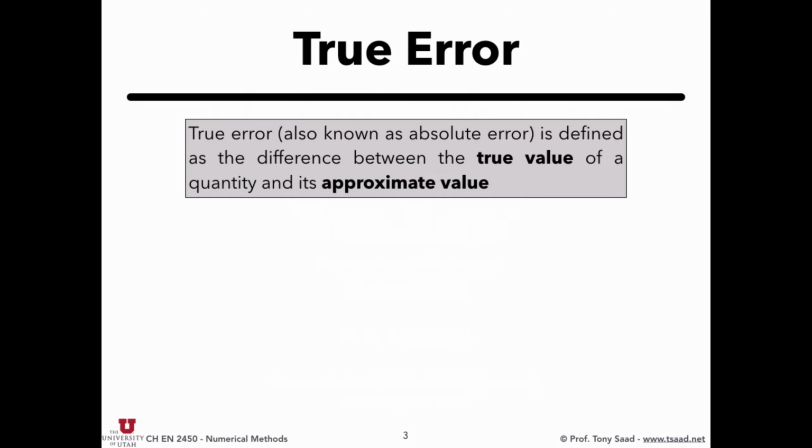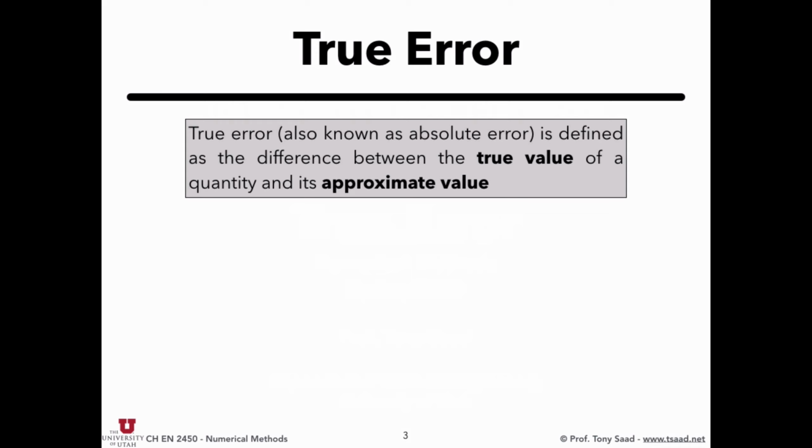And the true error is defined as the difference between the true value of a quantity and an approximated value. Okay, does that make sense? So you do an approximation on something, and you know the true value, you take the difference, that defines an error. True error is also sometimes called absolute error, okay? Now don't confuse that with the absolute value, because typically we always take the absolute value of the error. So when we say absolute error or true error, those mean the same things.